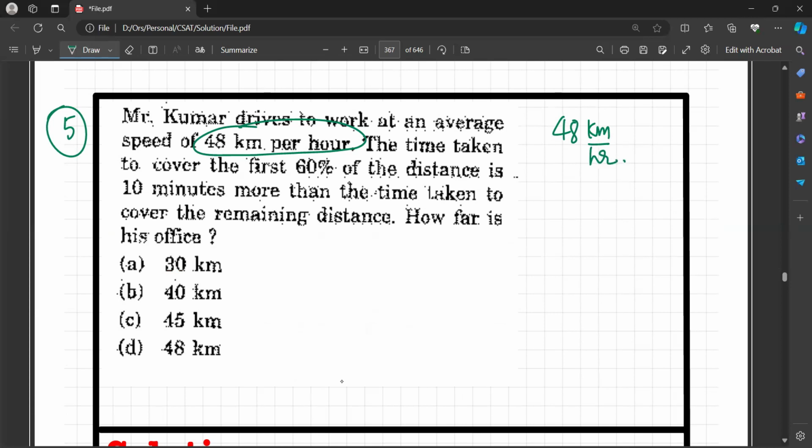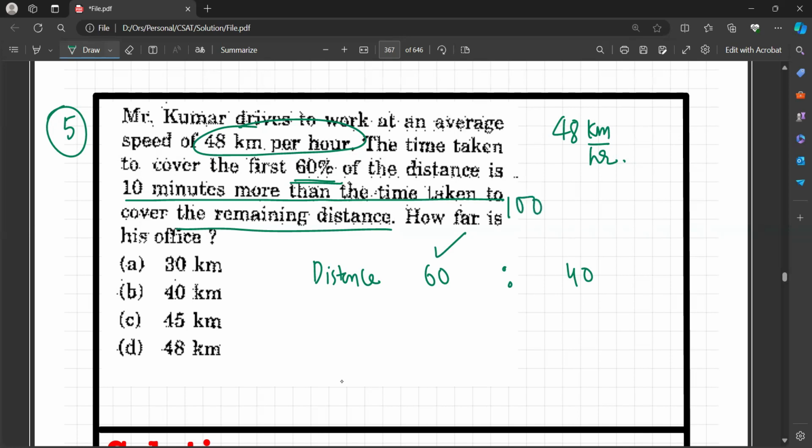The time taken to cover the first 60% of the distance is 10 minutes more than the time taken to cover the remaining distance. Okay, it is about time, sorry. If we take the distance, how much will it be? The first is 60, the next is 40. Unit method. If the total is 100 units, the first 60% is 60 units, and the second 40% is 40 units.